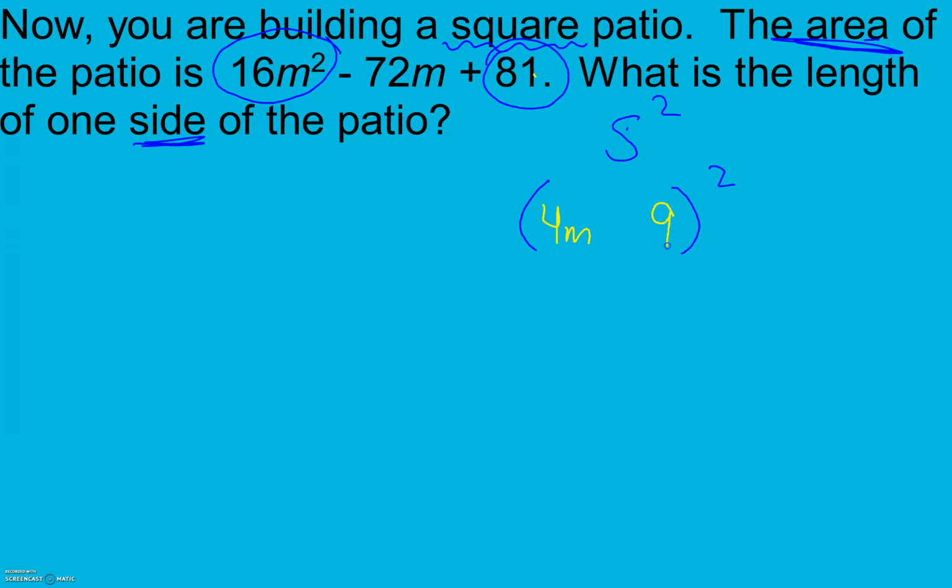81 is 9 times 9. So since 16m squared is our first term, 4m is our first term, and 81 was our last term, so we plugged that in last. Now, we still have to double check that middle.